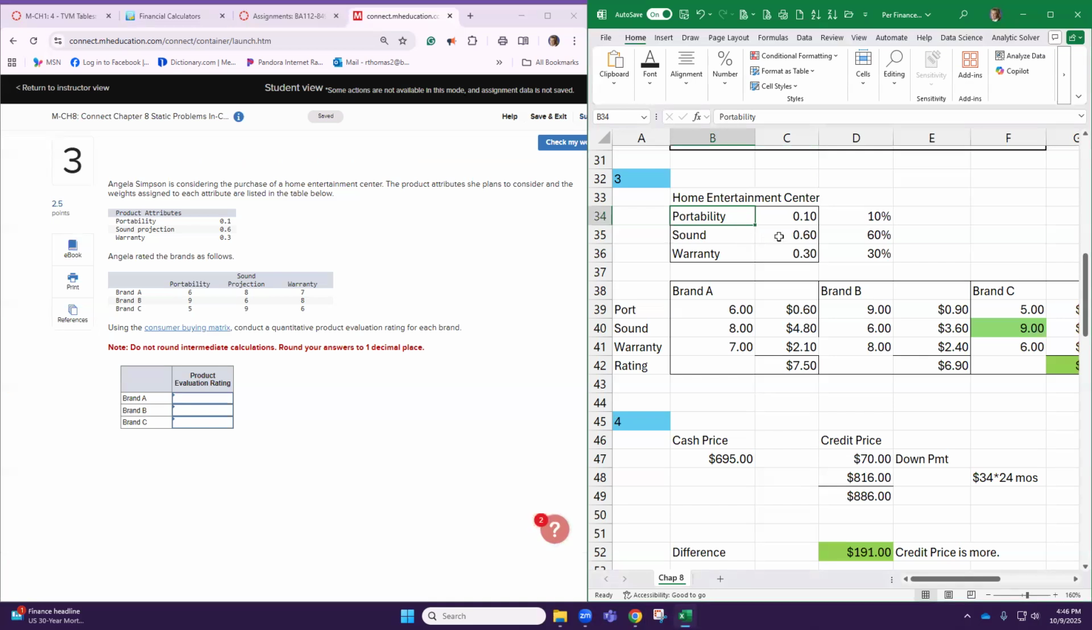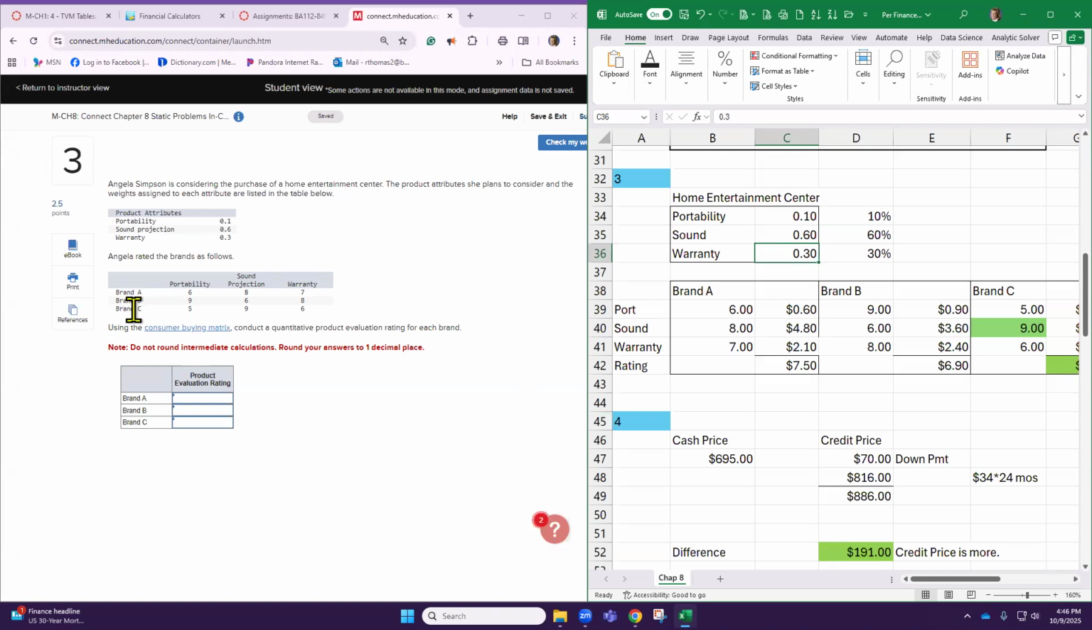The sound is 60 or 0.6. So that's the biggest piece. So how something sounds means the most. And then the fact that it might have a warranty. She wants a warranty, so that's important.